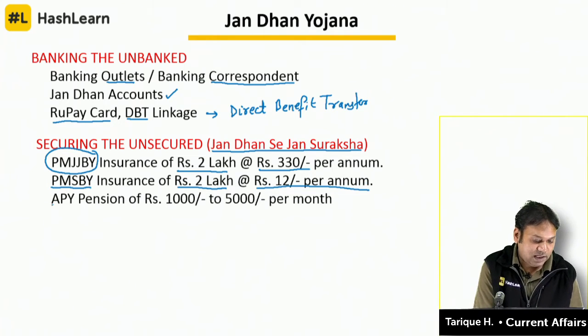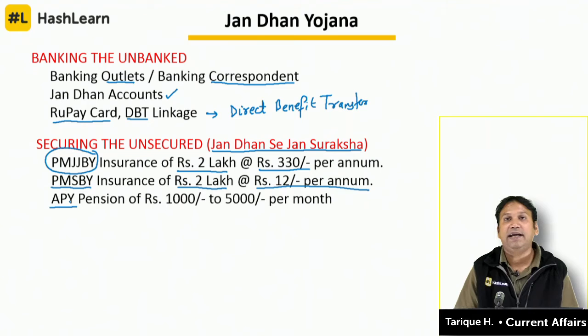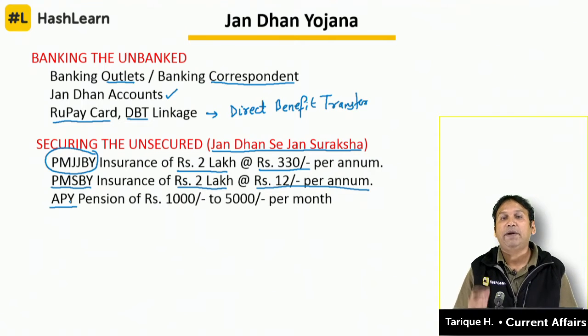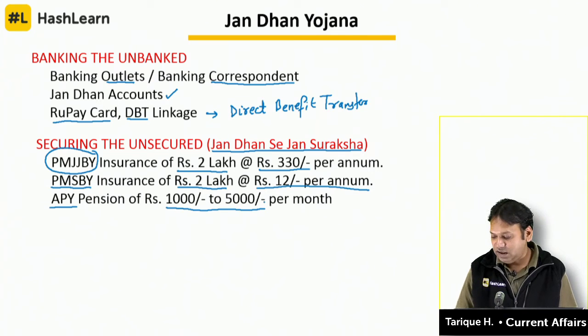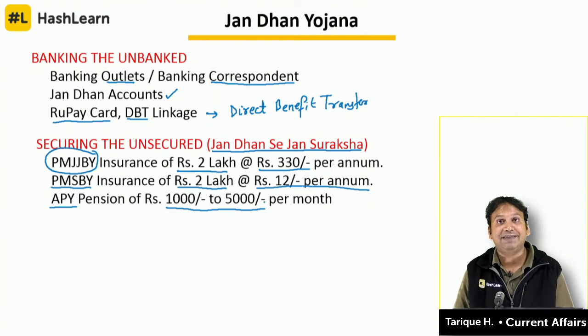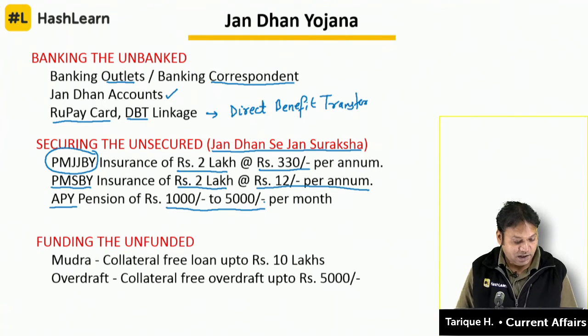And the third one is the Atal Pension Yojana, APY, named after Atal Bihari Vajpayee. And that is pension of 1,000 to 5,000 per month, at a very nominal charge. And we'll talk in detail about these yojanas, about who can enter, what is the cutoff age, all of those things are there.